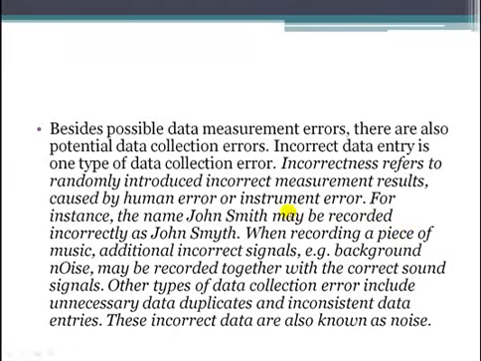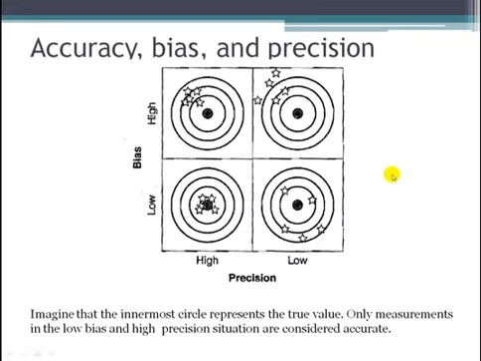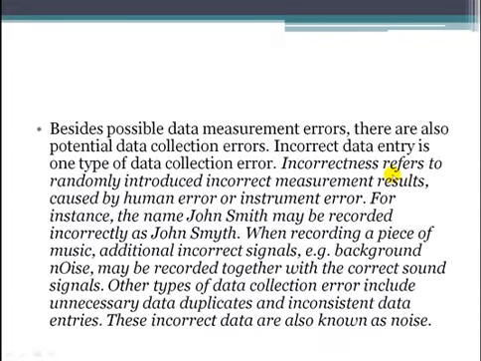Okay, let's continue. We just finished with accuracy, bias, and precision. Besides possible data measurement errors, there are also potential data collection errors. Incorrect data entry is one type of data collection error. So, if you input the wrong numbers when you're recording the data, it's obviously an error.